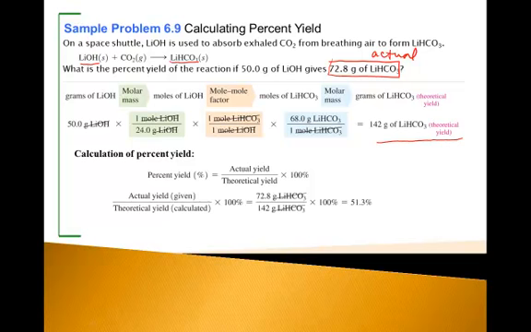So if I didn't lose any and everything was perfect, that's how much I should make. To find my percent yield, I have to take the actual yield divided by my theoretical yield. So the actual was given, 72.8, divided by my theoretical, which is what I calculated. Take it times 100 to get a percent. And I started with 3 significant figures here, and the 72.8 has 3, so I get 3 in my percent.